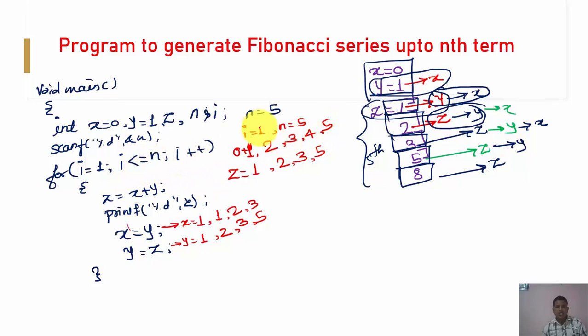5 is less than or equal to 5, yes, the condition is satisfied. So this is now 5, and the result is the addition 5 plus 3, which is 8. Now the value 5 is assigned, the value 8 is assigned, and the value of i is now 6. But 6 is not less than or equal to 5, so it will come out of the loop. In this way we are going to generate the Fibonacci series.